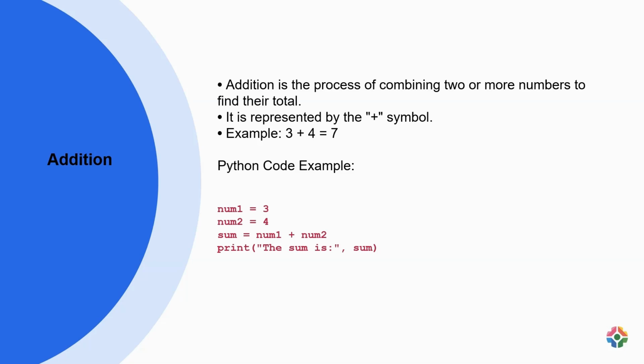In programming, like in the provided Python code snippet, you can perform addition using variables to store the numbers you want to add. By using the addition operator plus in this context, you can calculate the sum of the numbers and display the result. For instance, if num1 is 3 and num2 is 4, the sum of these two numbers would be 7. As shown in the printed output, the sum is 7.